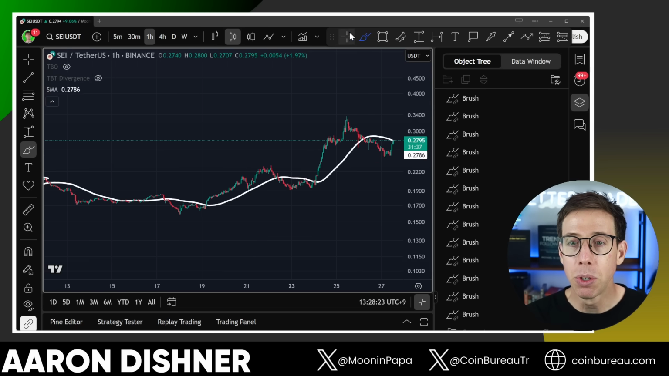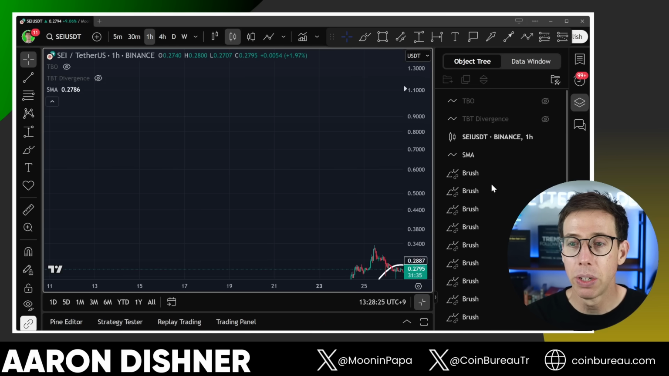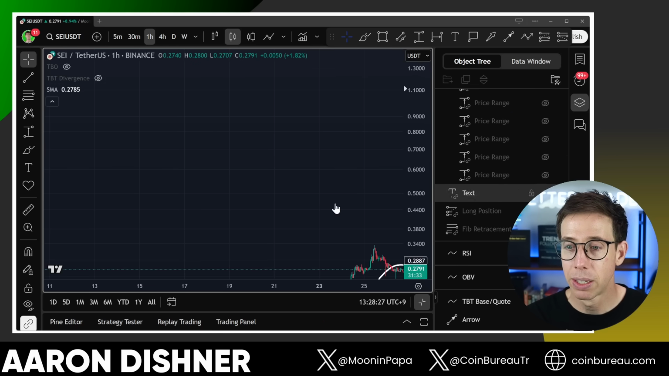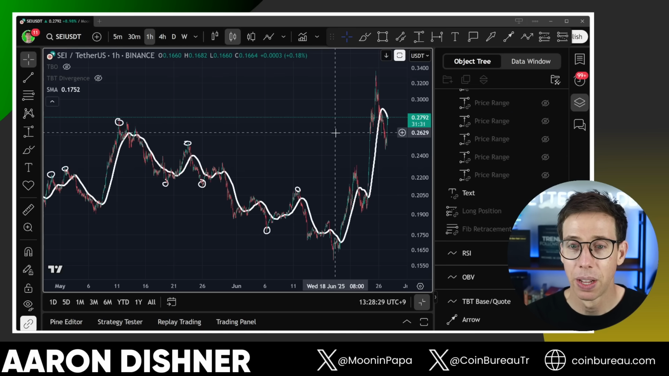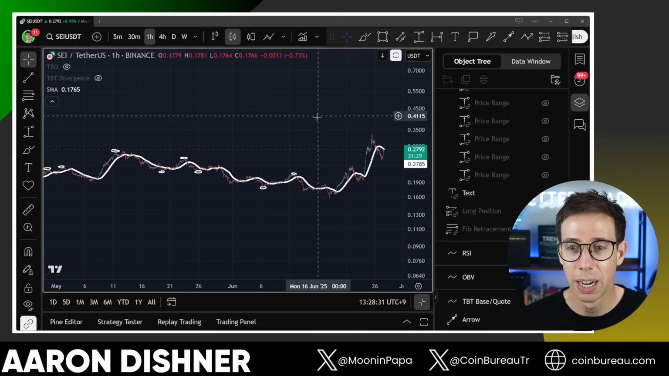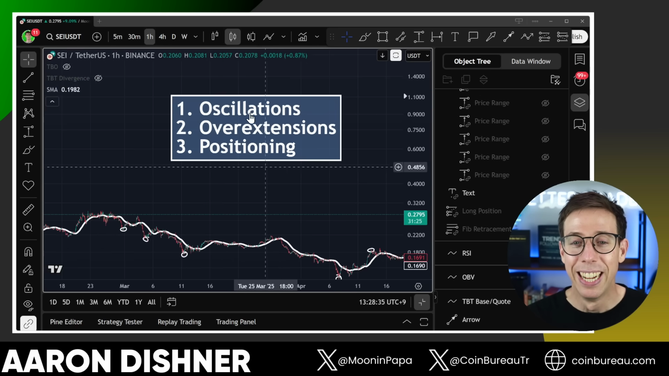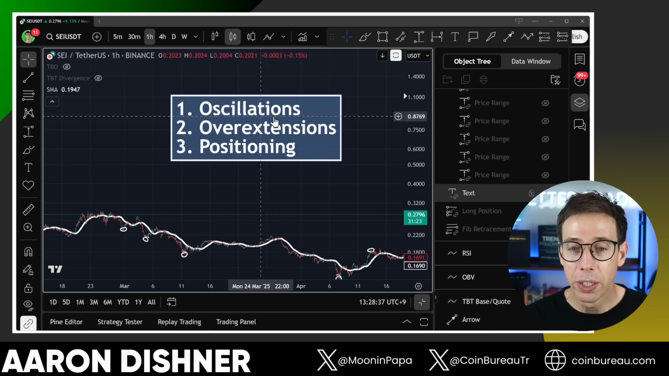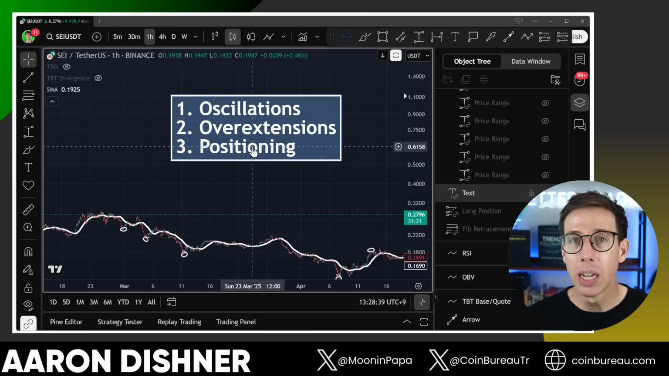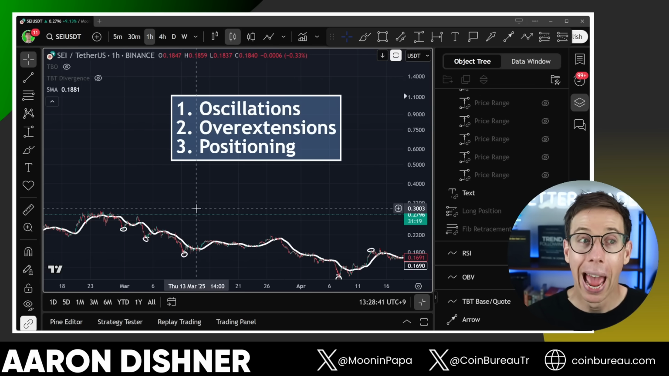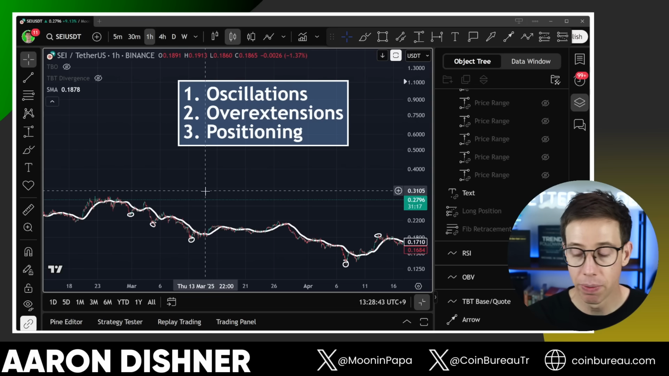So when it comes to moves like this, we also need to consider that text I put up here. Now that I lost it, because now I changed the time frame. Oh, it's just completely gone. Oh, there it is. Okay. So oscillations, overextensions, and positioning. Now, when I talk about positioning, I'm talking about how much size to put into a specific position.